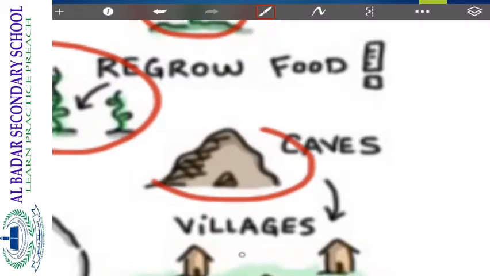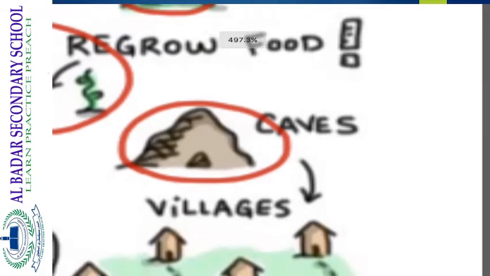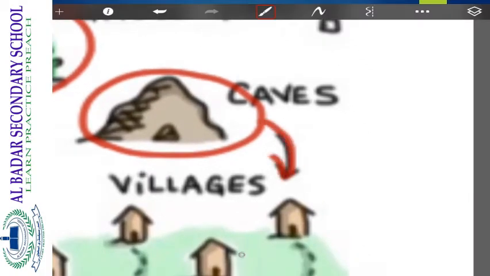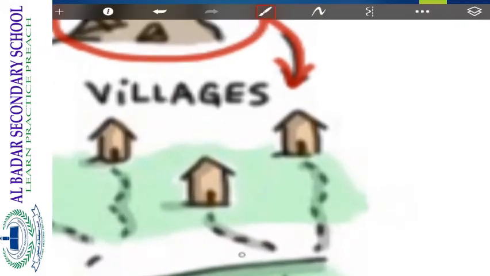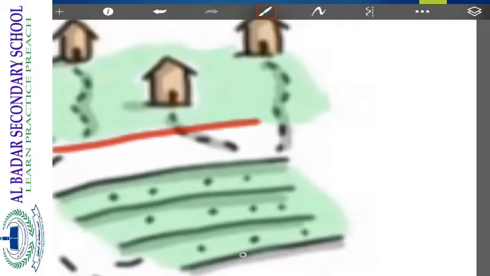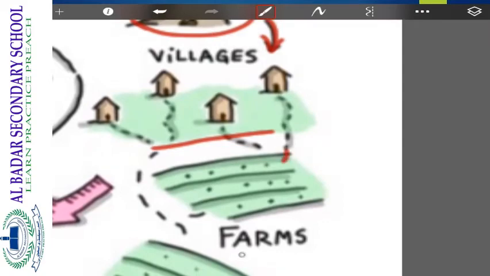And remember those hunter-gatherers living in caves? Because they can grow lots of food in one area of land, they can now settle permanently into villages, because they have nearby farms where they can plant their seeds and feed the surrounding population.